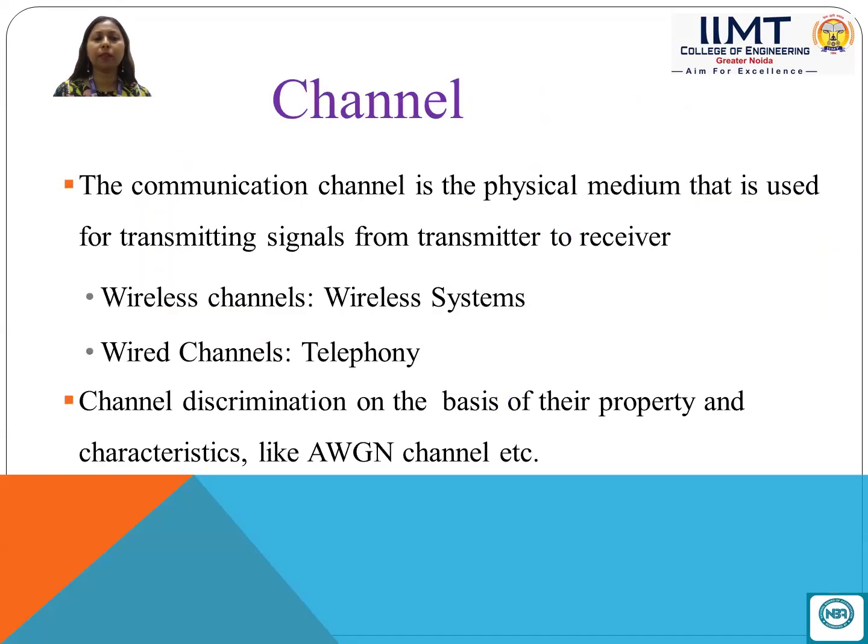Then the channel, which is a very important part of a communication system. The communication channel is a physical medium that is used for transmitting signals from transmitter to receiver. It may be wired or wireless. A wireless channel is a wireless system, and a wired channel is, for example, telephony. Then channels are discriminated on the basis of their properties and characteristics, like additive white Gaussian noise.